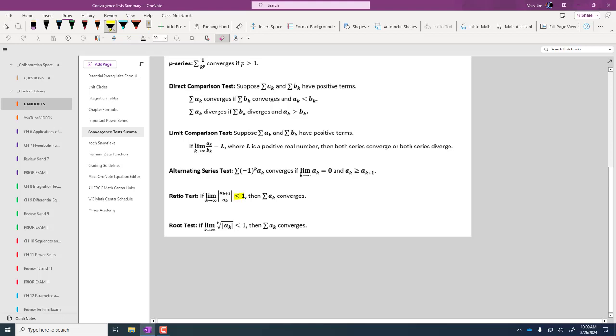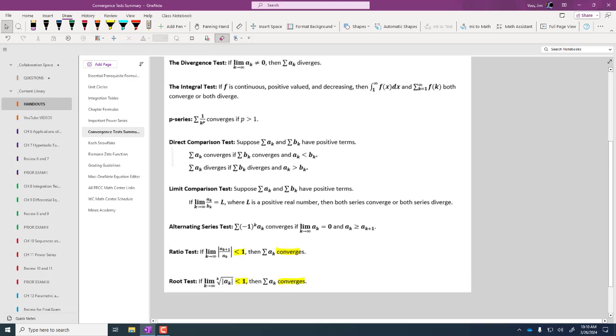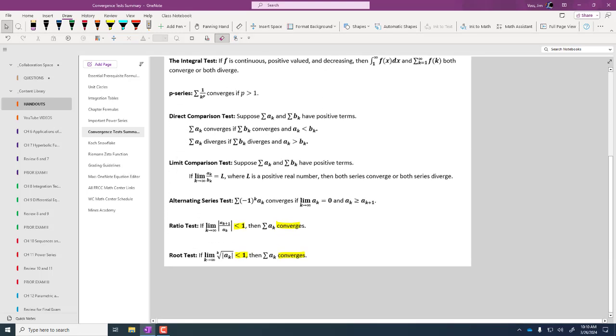If we have less than 1, we have convergence. Less than 1, we have convergence. So we're going to see that some of these other tests are going to act like the geometric series. But we'll get to those. And then Lincoln was talking about this idea here. Comparison, these two are comparison tests.